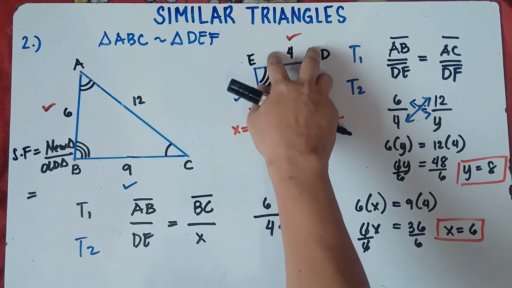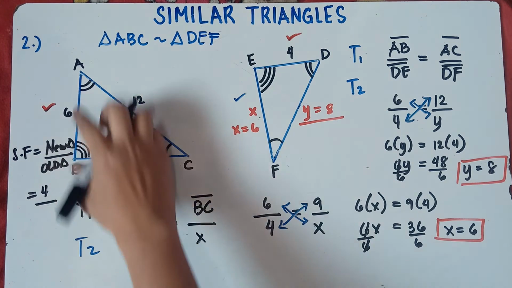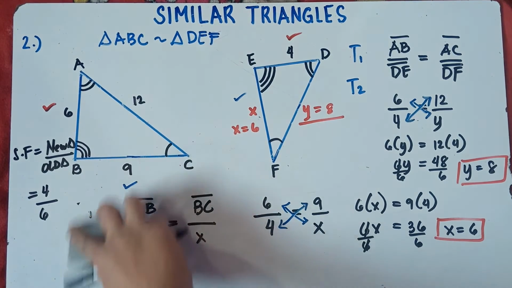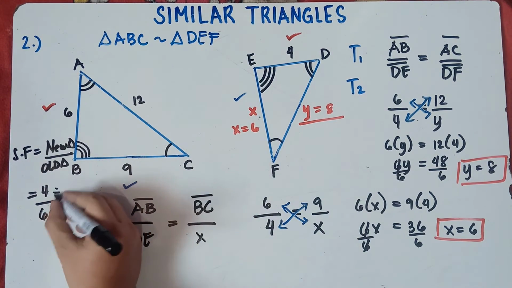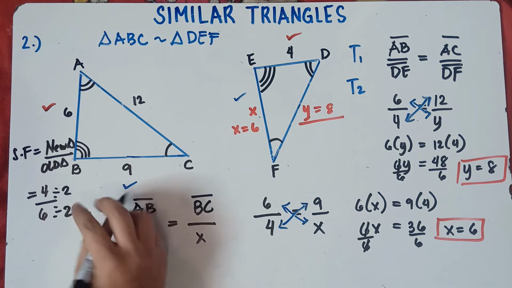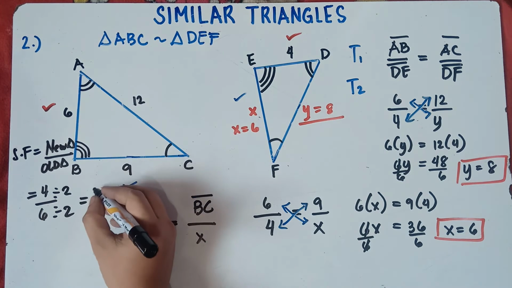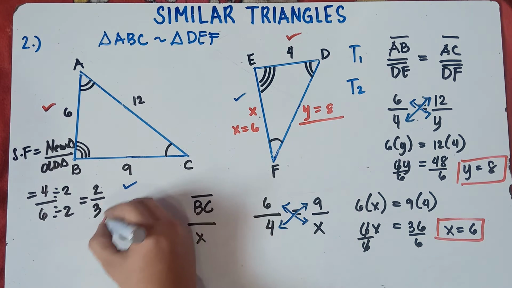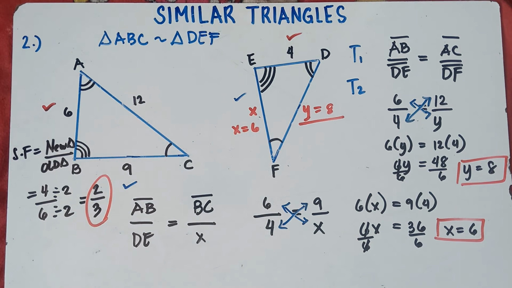Once again, class, the ratio of this side and this side, that's what we call the scale factor. The new triangle over the old triangle. So the new triangle, we have 4. And the old triangle, that is 6. So the ratio, 4 over 6. Can we reduce? Yup, we can reduce that by 2, divide by 2, divide by 2. So our scale factor, 4 divided by 2, that is 2. 6 divided by 2, that is 3. That's it, class. That's our scale factor, 2:3.